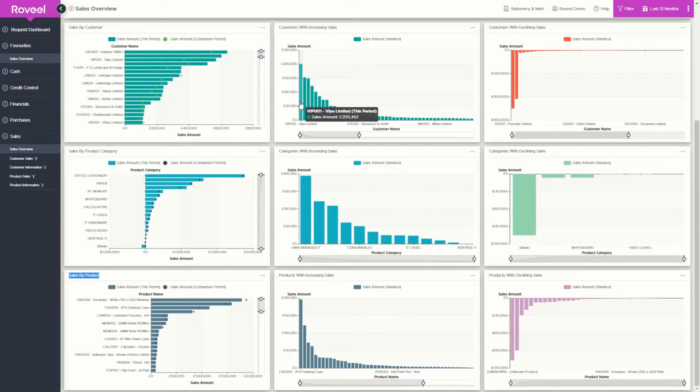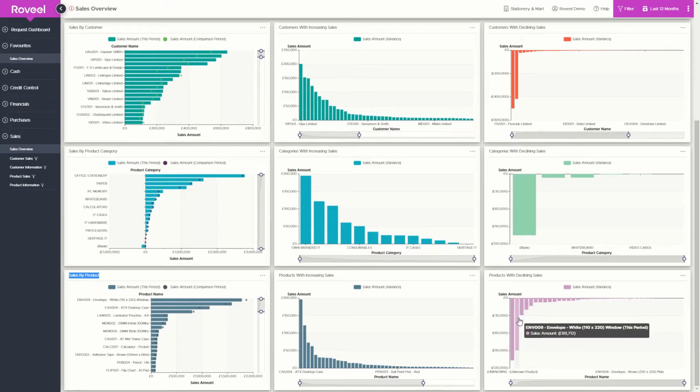This level of insight is vital to understanding the performance of sales within the business and is not available within Sage. We can also instantly drill into the numbers, crucially understanding which customers have increased and decreased, which product categories have had movements, and which are the top and worst performing products within that month.